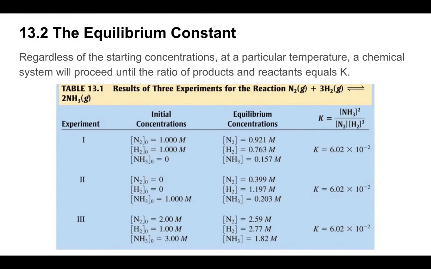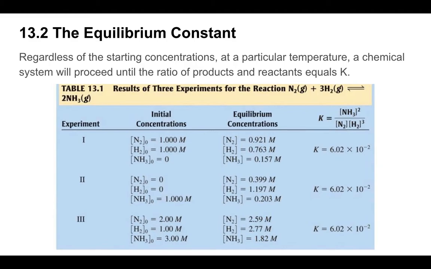Let's say we started with 1 molar ammonia. Let's start with just pure ammonia. In that case, the reaction would proceed to the left until it reached equilibrium. The nitrogen would have increased to 0.399, the hydrogen to 1.197, the ammonia down to 0.203. But plugging those numbers into the K expression, you still get 6.02 times 10 to the minus 2.